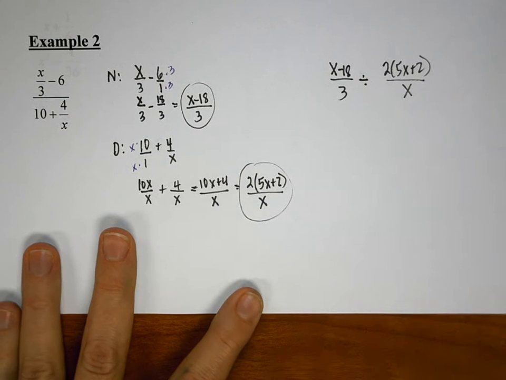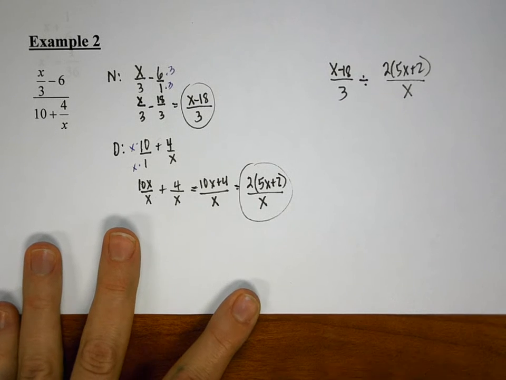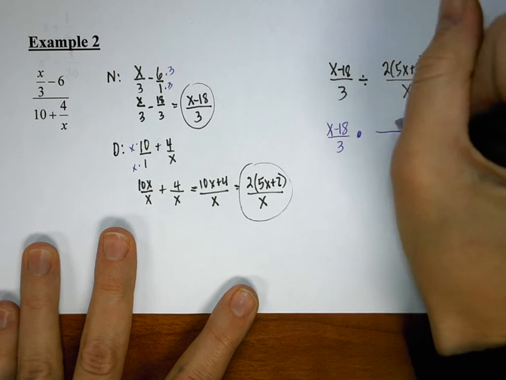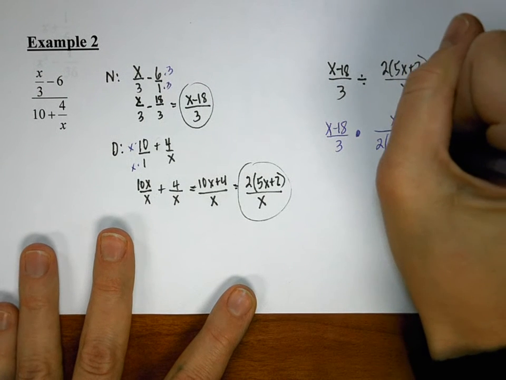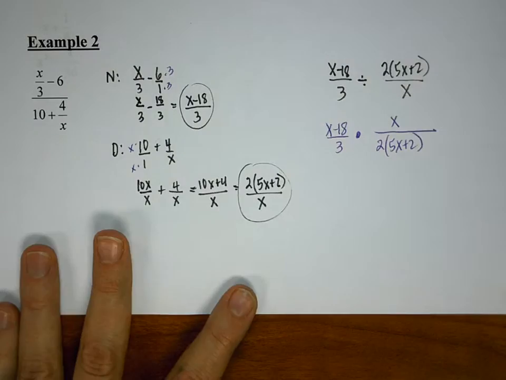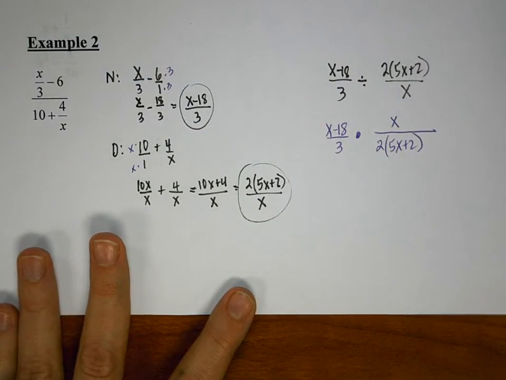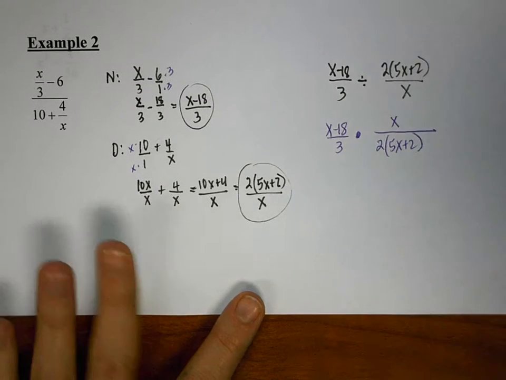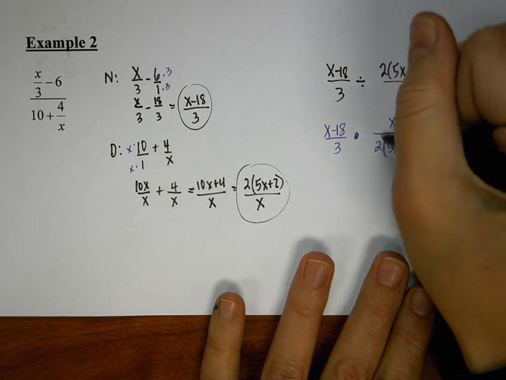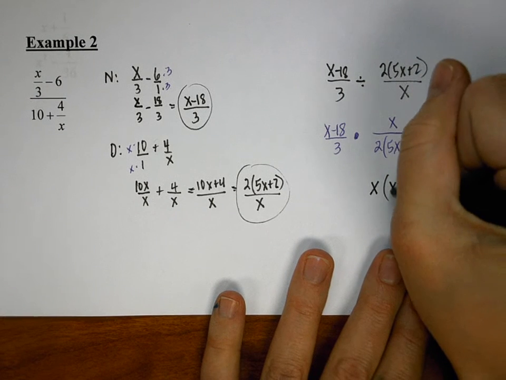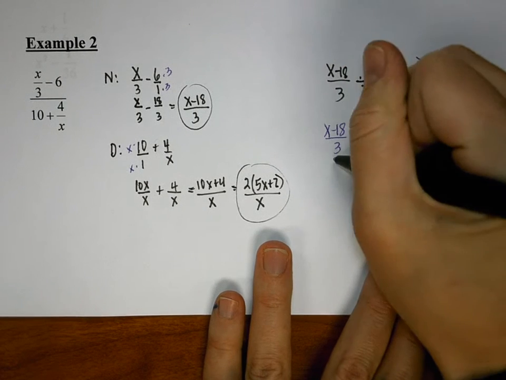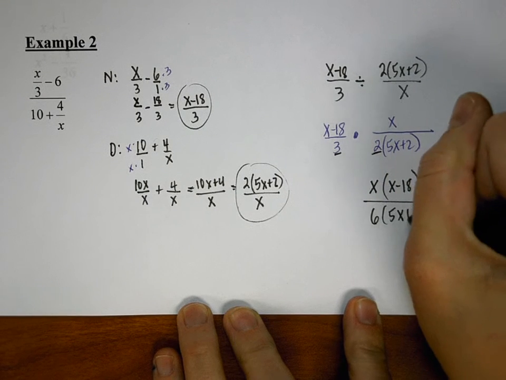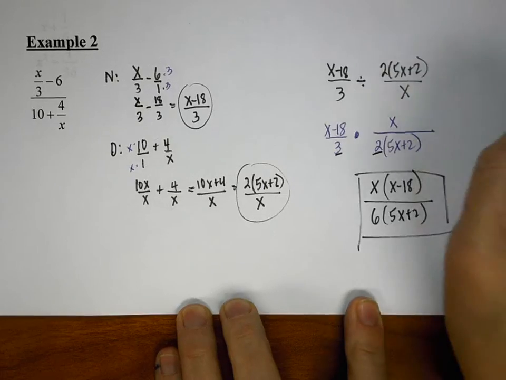But we don't want it to be division, so we have to do our same change, flip, KFC. So we get x minus 18 over 3 times, and we flip this fraction and get x over 2 parentheses 5x plus 2. If you look through here, nothing can simplify. So that's it. We just have to kind of put everything together as a single term. So we end up getting, since x is by itself, I bring that to the front, and then I have x minus 18. And then on the bottom, I have 2 and 3 that are by themselves, so you multiply that together and get 6, and then you have 5x plus 2. And that is your answer.